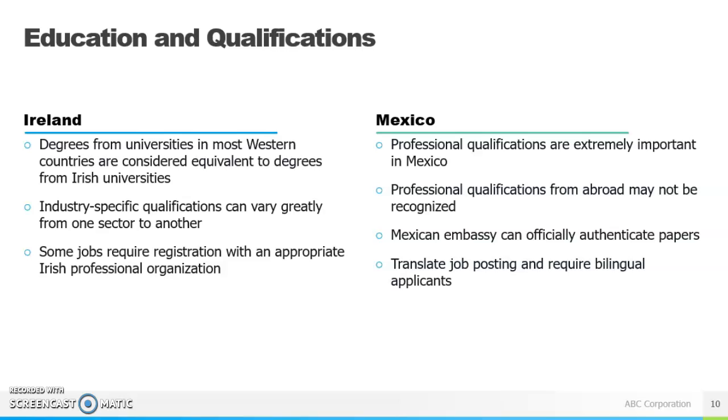In Mexico, professional qualifications are extremely important. Professional quals from abroad may not be recognized, so immigrants should contact the Mexican embassy to officially authenticate their papers. For the accountant and VP positions, it's recommended to request bilingual capabilities in the job postings and also make sure to translate the job postings into Spanish.